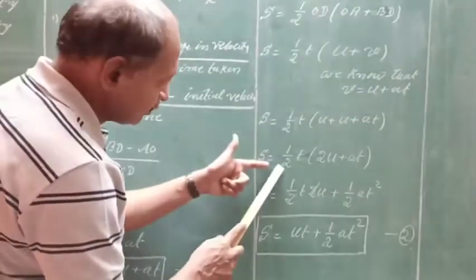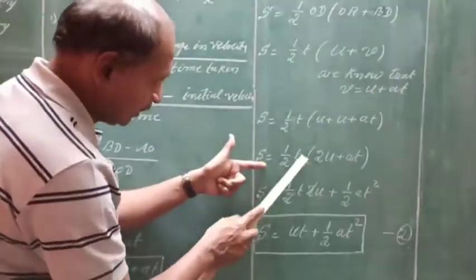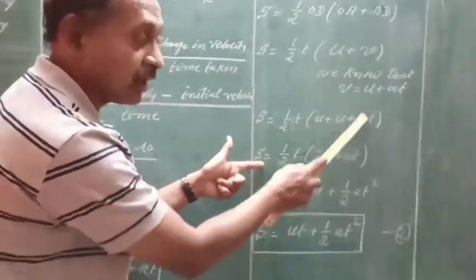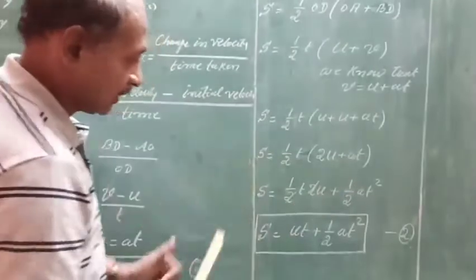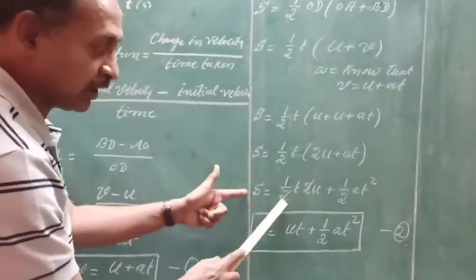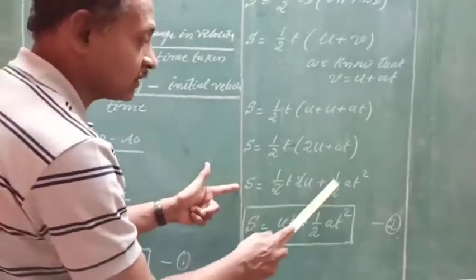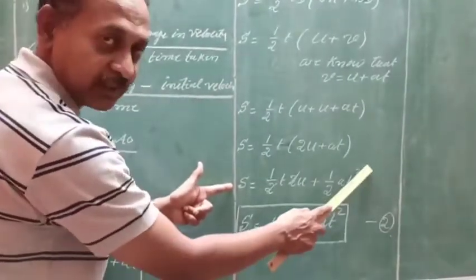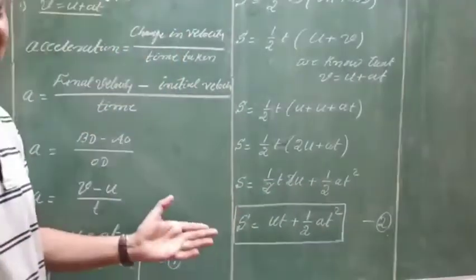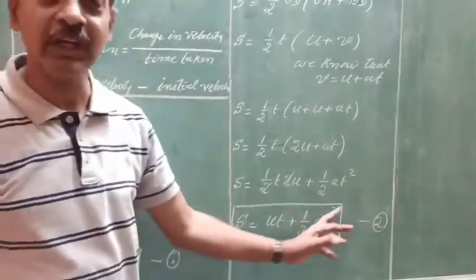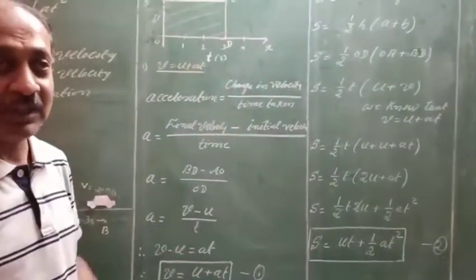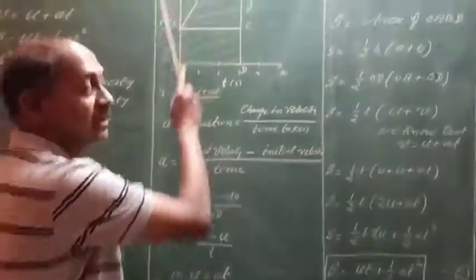S is equal to half into t. U plus U is 2U plus at. Next, S is equal to half into t, 2U. The 2 and 2 cancel, plus half at square. Now the final equation you get is S is equal to ut plus half at square. This is called the second equation. We can solve it by what method? The graphical method.